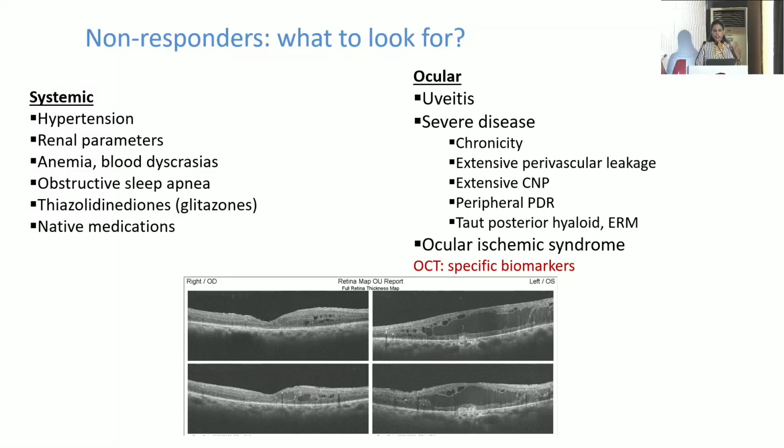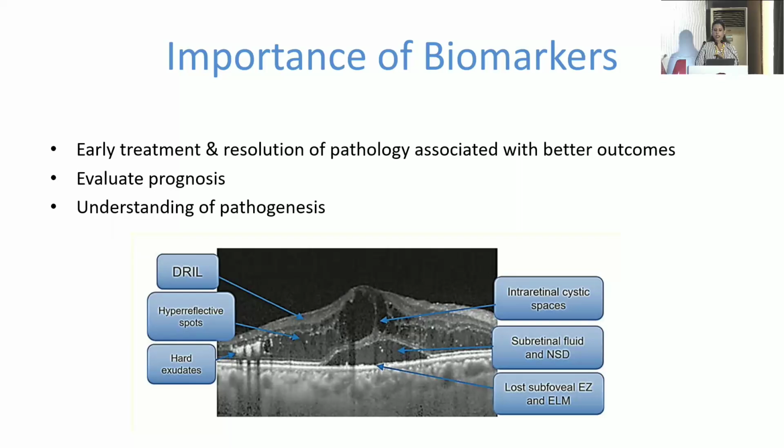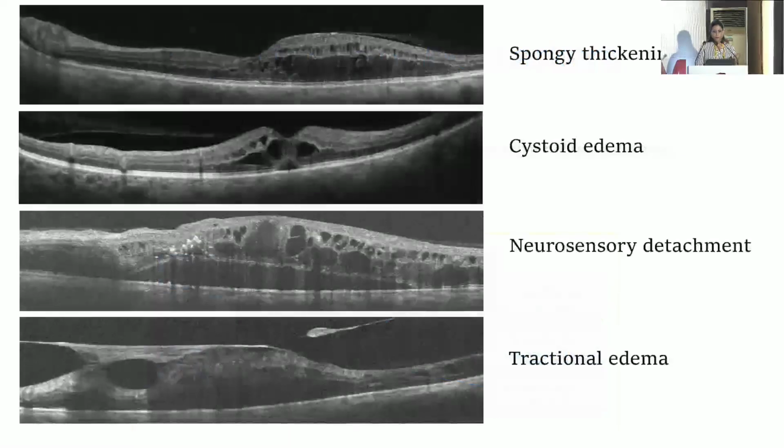If the patient is a non-responder, what do we need to look at? We need to look at the systemic condition of the patient, then ocular factors also, then OCT-specific biomarkers. They are very important with the advent of newer OCT machines. They help us decide which treatment will work better, and the prognostication.